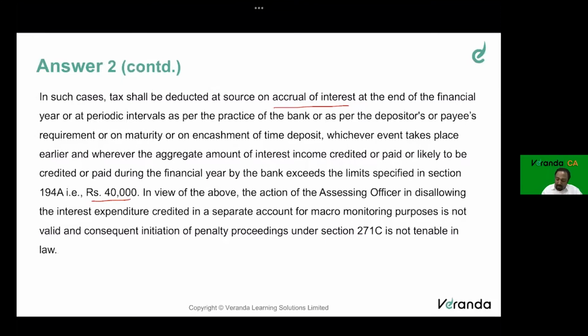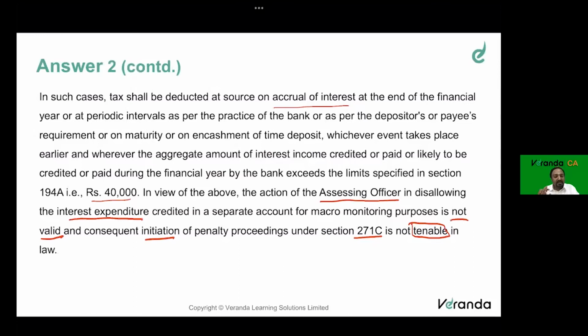So in view of the above, whatever the assessing officer has done, by disallowing 30% of this interest expenditure, is not valid. Since that is not valid, there is no misrepresentation or underreporting here. So whatever initiation there is under section 271C is also not tenable. This is also not applicable as far as this question goes.